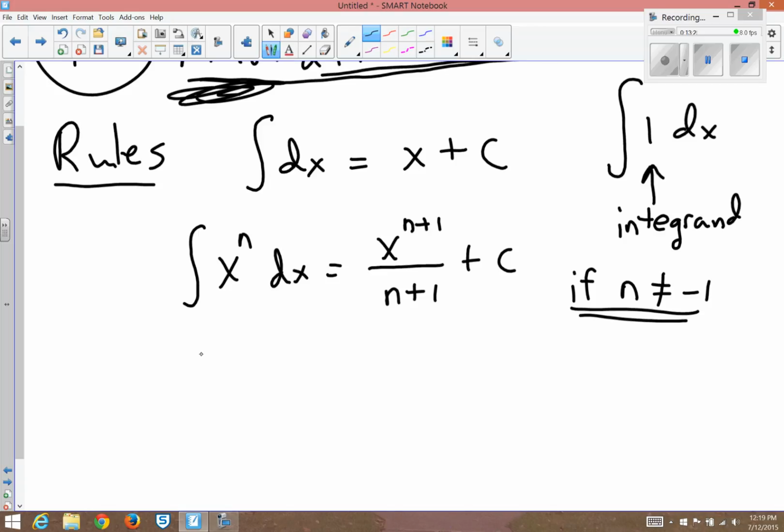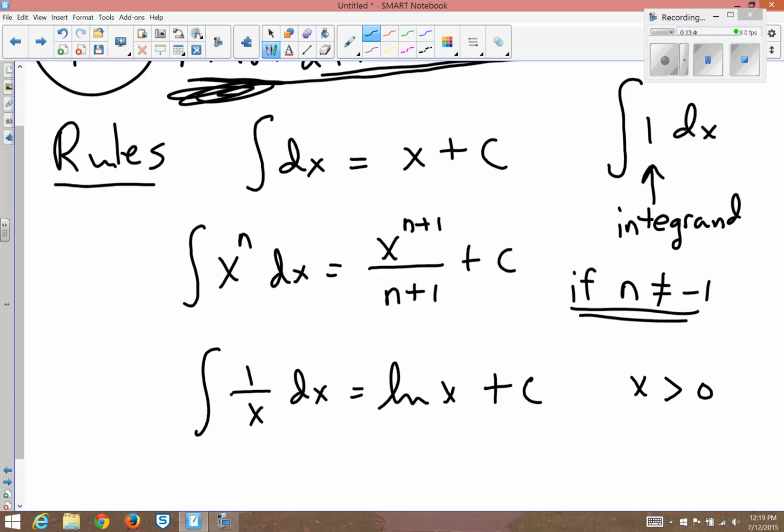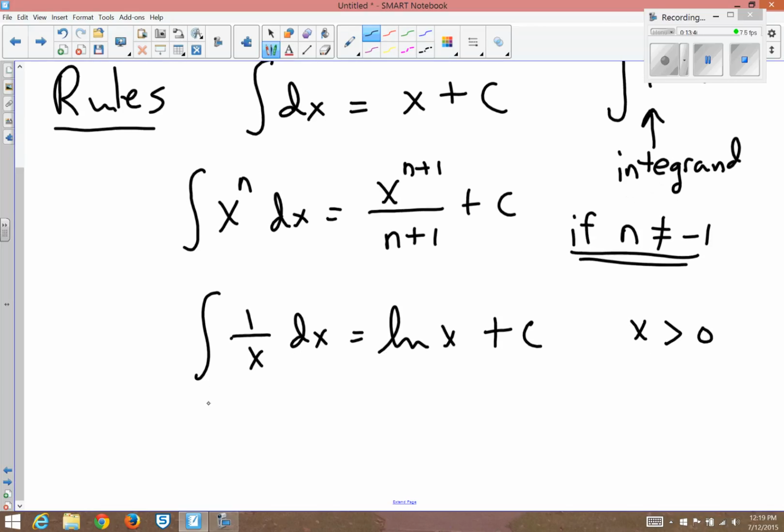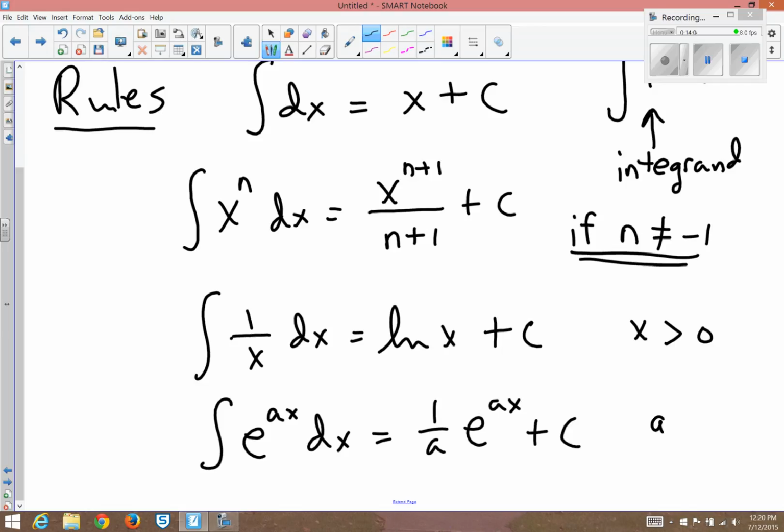There's 2 more rules for this video. The integral of 1 over x dx is the natural log of x plus any constant, and that x has to be greater than 0. In that third rule. And the last rule for today is the integral of e, the number e, raised to the ax dx is equal to 1 over a times e to the ax plus any constant, where the a is a number, but it would be any number other than 0.